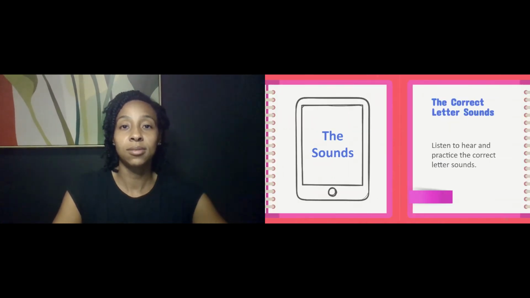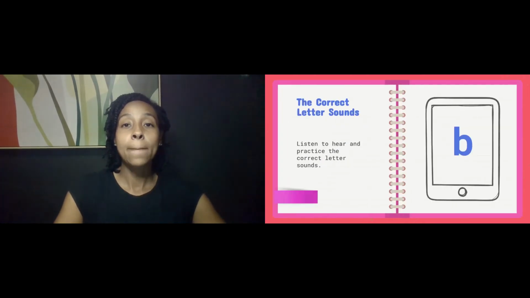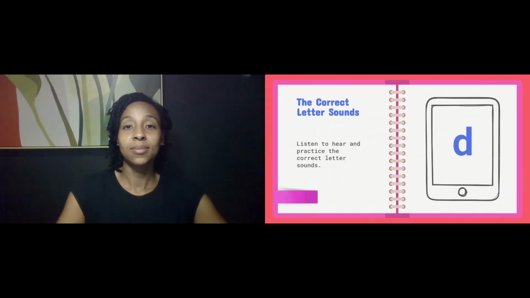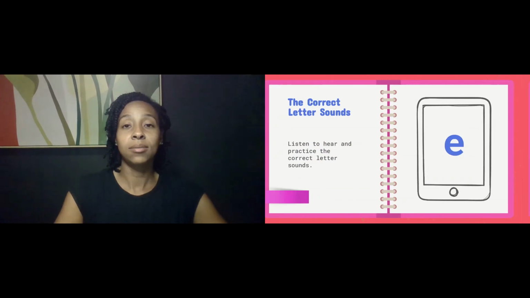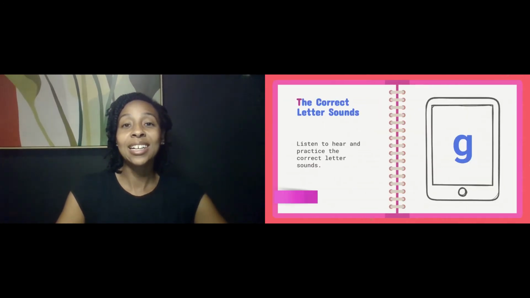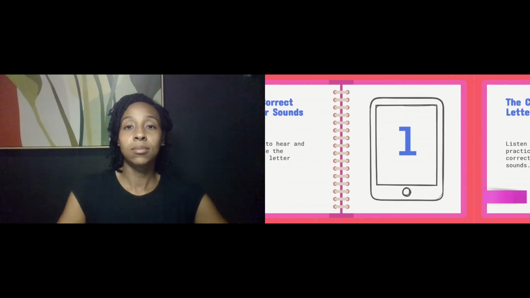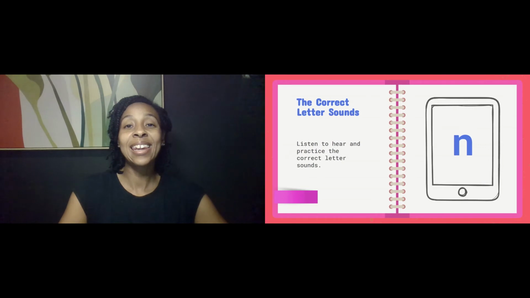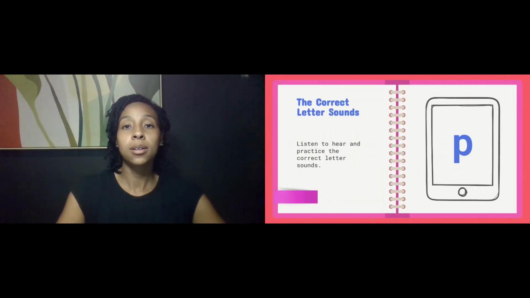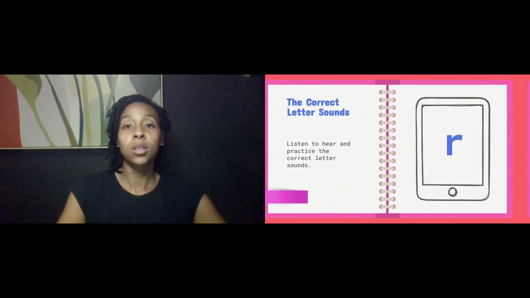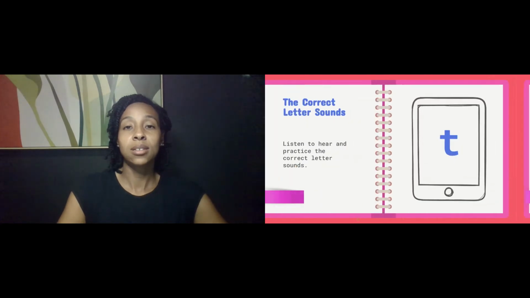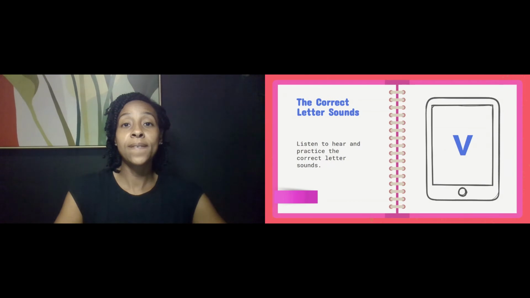Here are the letter sounds. A, B, K, D, E, F, G, H, I, J, K, L, M, N, A, P, Q, R, S, T, A, V, W, X, Y, Z.